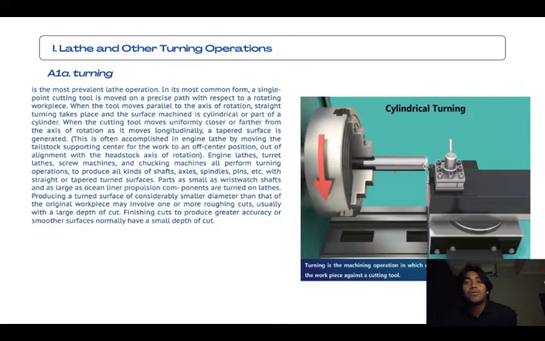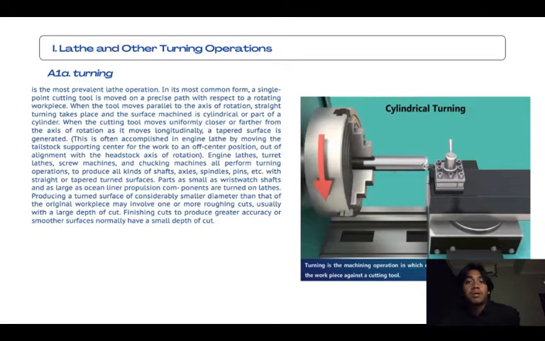When the cutting tool moves uniformly closer to or further from the axis of rotation as it moves longitudinally, a tapered surface is generated. This is often accomplished in an engine lathe by moving the tailstock supporting center for the work to an off-center position, out of alignment with the headstock axis of rotation.